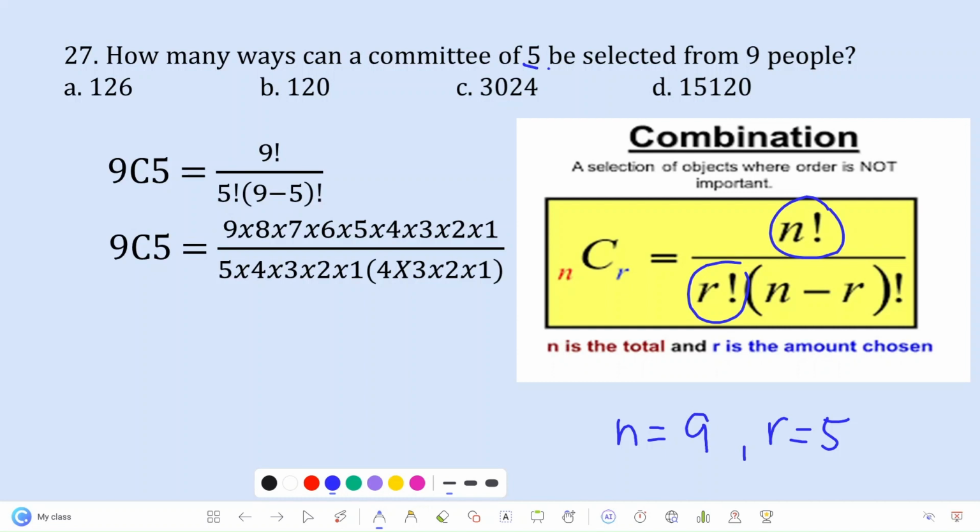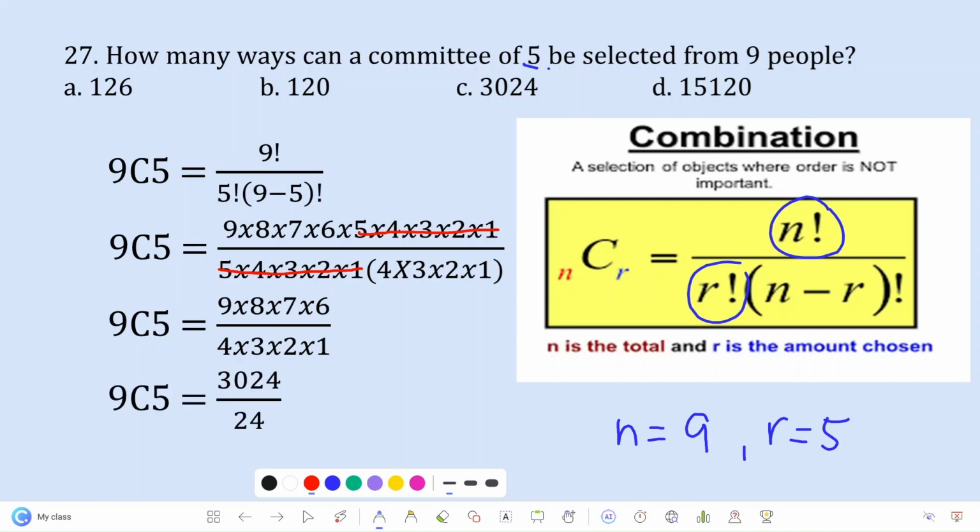Now, pwede ka nang mag-cancel dito. You can cancel out 5, 4, 3, 2, and 1. So, 9 choose 5 will be equal to 9 times 8 times 7 times 6 all over 4 times 3 times 2 times 1. Okay? So, this will be equal to 3024 over 24. And if you were going to divide that, 9C5 is simply equal to 126. And 126 is letter A.